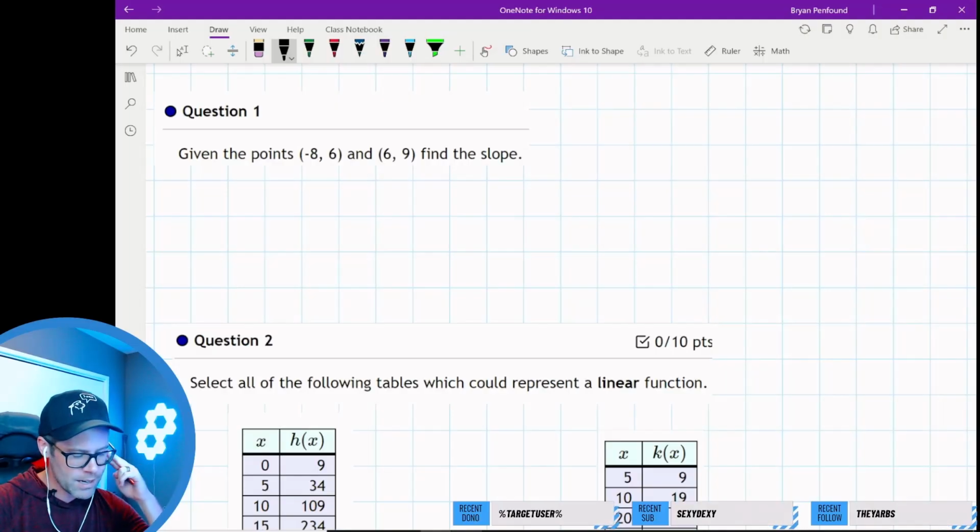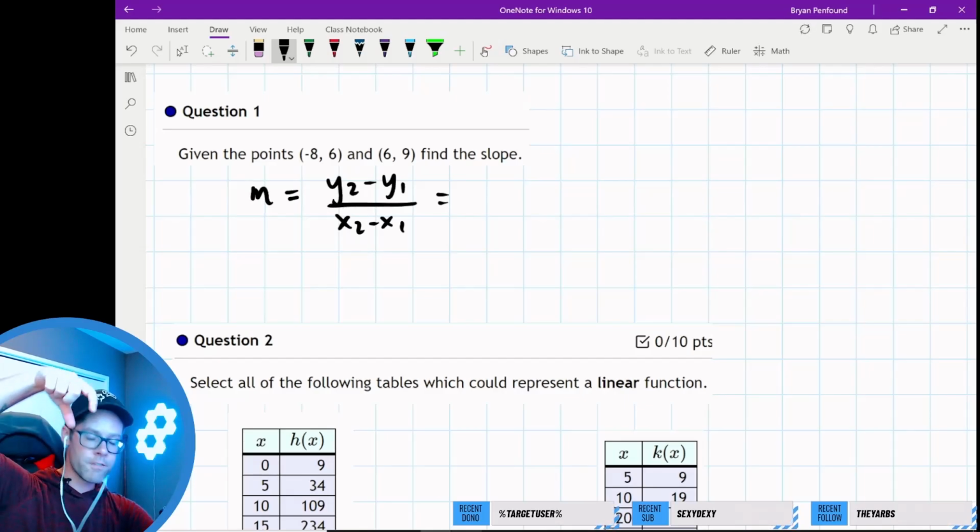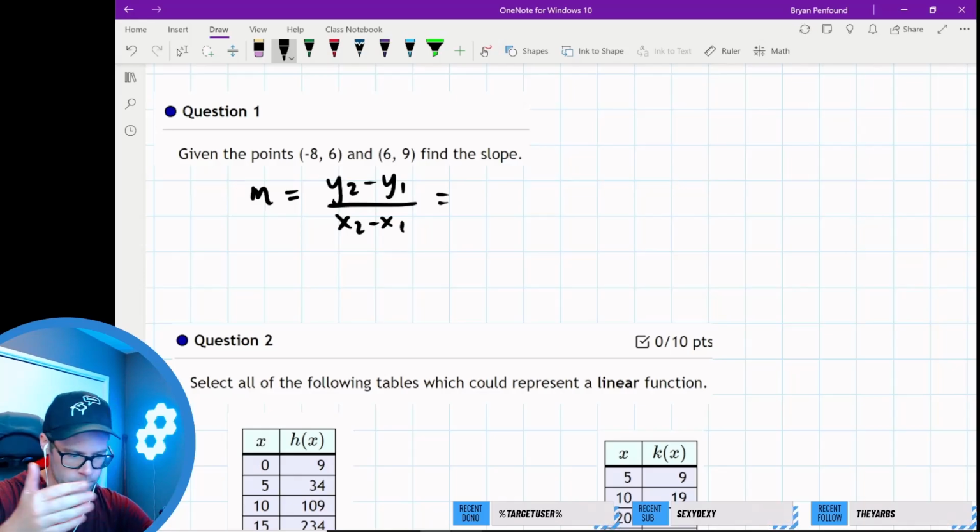So given the points (-8, 6) and (6, 9), find the slope. The slope is rise over run. So in our case, we want to look at the difference of the y values divided by the difference of the x values. We just need to make sure that we take the same. We have to be consistent in how we choose the x's and y's here.